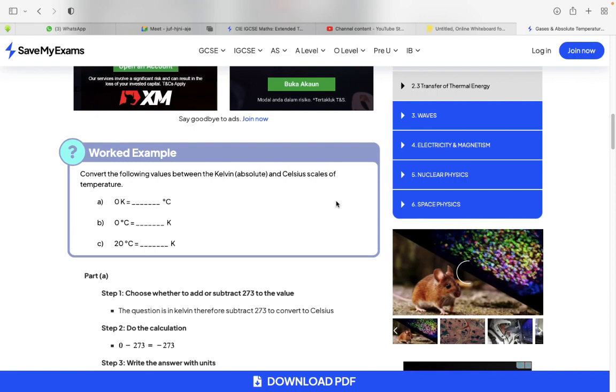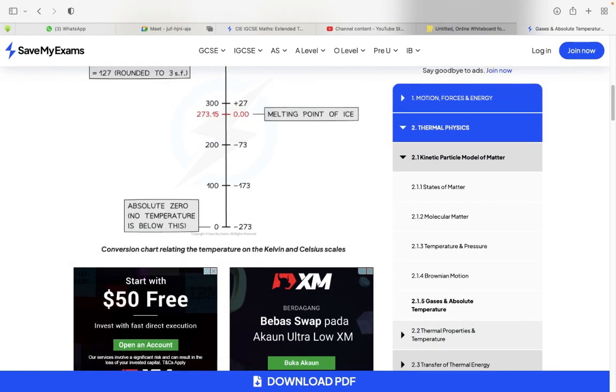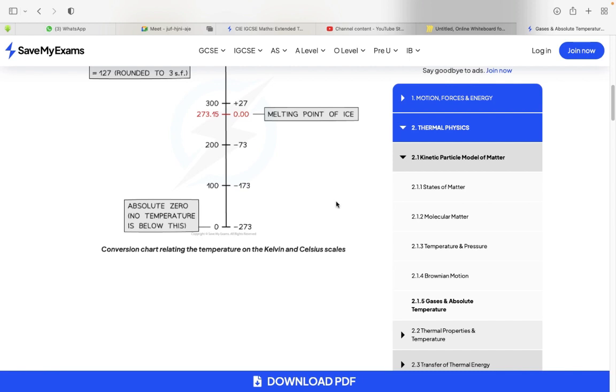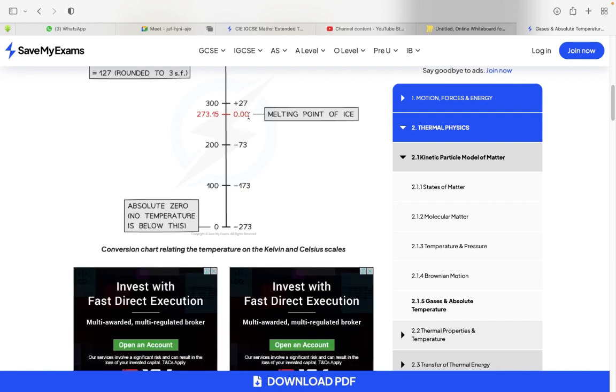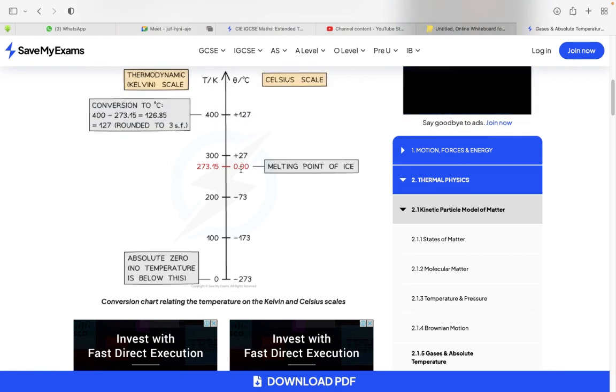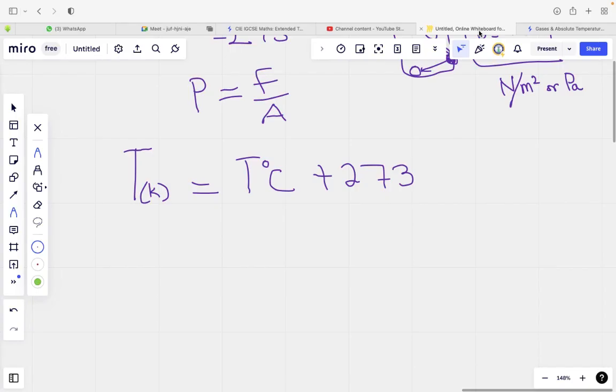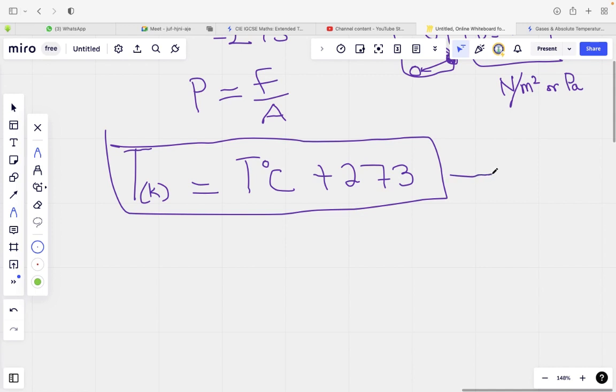Okay, let's see. If you want Kelvin, it's anything in degrees Celsius plus 273. So for 0 Celsius, you add 273, you get 273 on Kelvin. So temperature in Kelvin is connected with this formula. We can call this equation 1 for temperature. And then if you want degrees Celsius, it will be this minus this. The temperature in degrees Celsius will be the temperature in Kelvin minus 273.